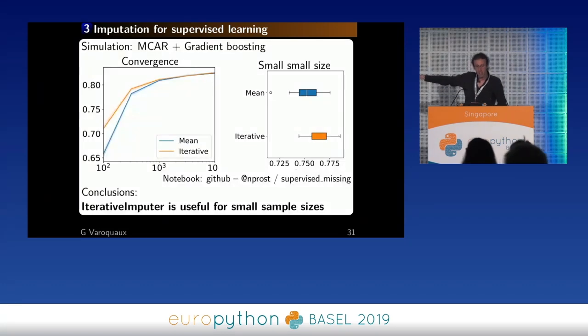In practice, you can see it here. I'm comparing mean imputation and iterative imputation, and what we can see is that if I have enough data, they perform as well. If I don't have enough data, then the iterative imputer does better. The notebooks are online, and the slides are online. So the conclusion is, when we have enough data, the iterative imputer is not necessary and mean imputation is enough, but when we don't have enough data, the iterative imputer helps.